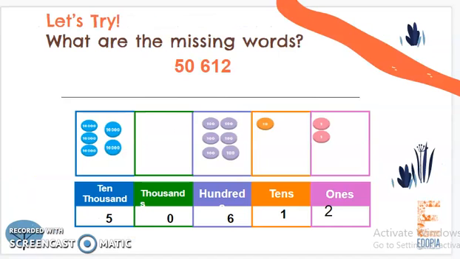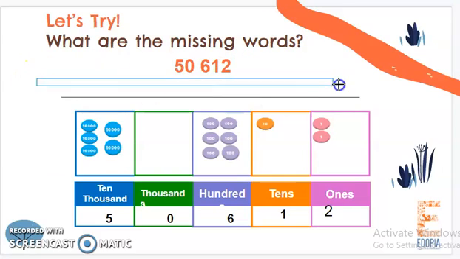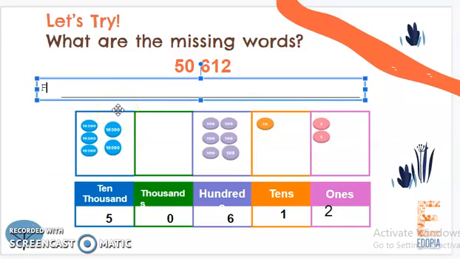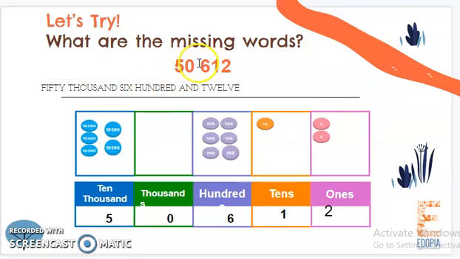Moving on to the next number, we have 50,612. What are the missing numbers? Now let's try to write the number in words. 50,612. This is how you write a number in words and numbers, and then we have the place values. 5 is at 10,000s place, 0 is at thousands place, 6 is at hundreds place, 1 is at tens place, and 2 is at ones place.